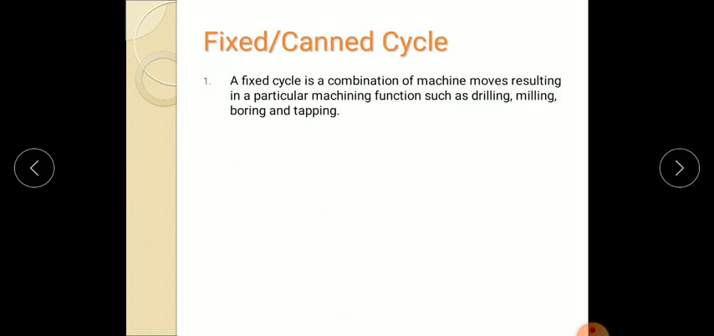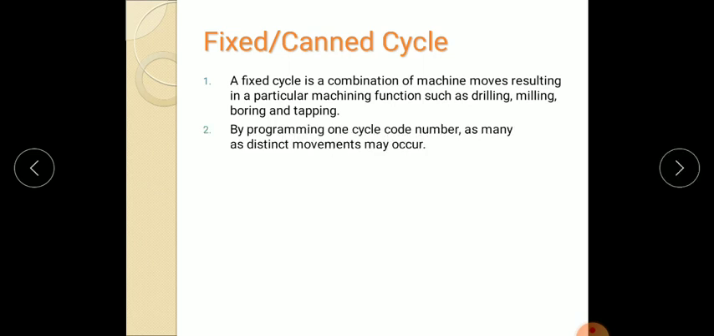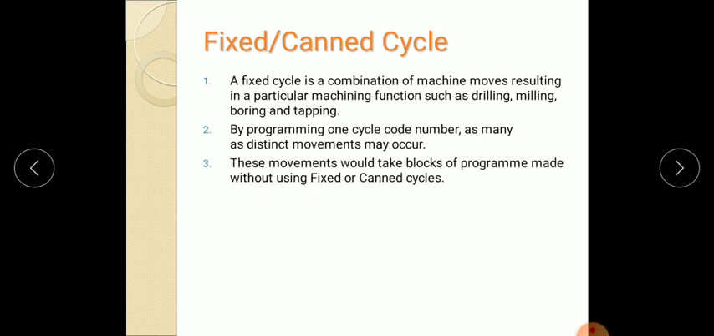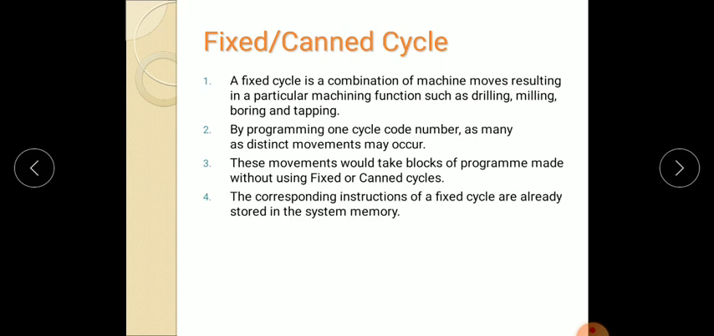Next, fixed or canned cycle. A fixed cycle is a combination of machine moves resulting in a particular machining function such as drilling, milling, boring and tapping. Per program, one cycle code number, many distinct movements may occur. So if you program one time, it may travel any distance as possible. This movement would take a block of program made without using the fixed or canned cycle. The corresponding instructions of the fixed cycle are already stored in the system memory. So once the program is done, it is stored in the system memory, so that the same memory can be used while doing the next programming.